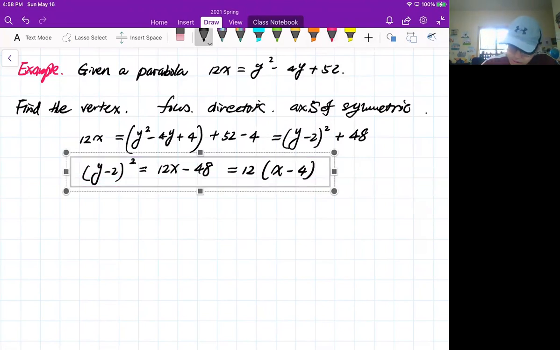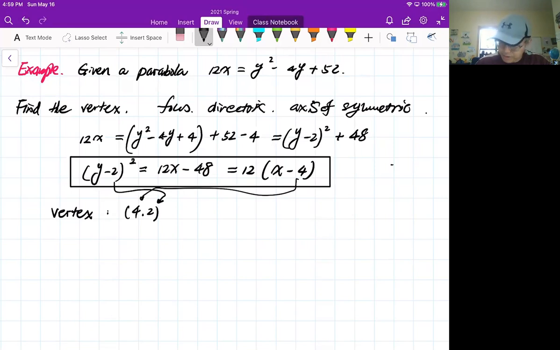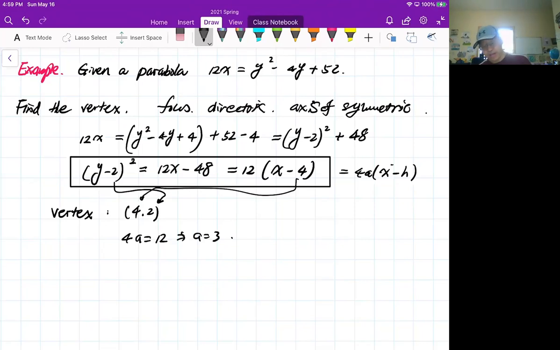So can you tell me where the vertex is? The vertex is (4, 2). 4 goes here and 2 goes there. That's the vertex, right? And where is a here? This is supposed to be 4a times (x - h), right? So 4a is equal to 12, so a is equal to 3.